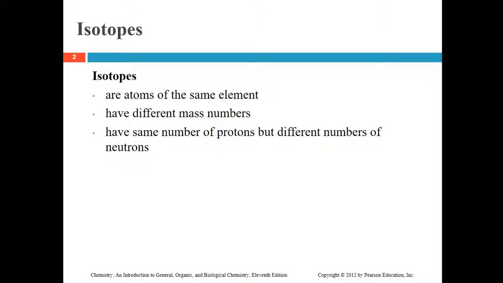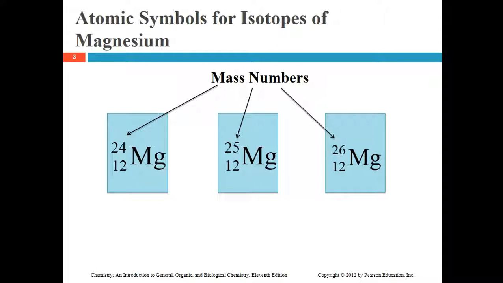But what's different is that they have different mass numbers. They do have the same number of protons. Well, of course they do, because they're in the same spot, but they're going to have different numbers of neutrons. So here's an example. Let's look at the atomic symbols for isotopes of magnesium.